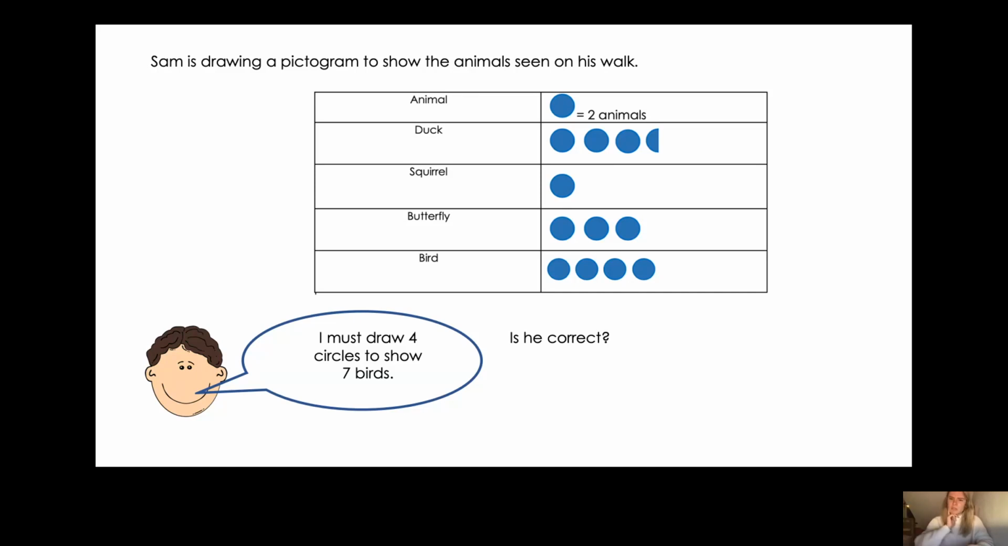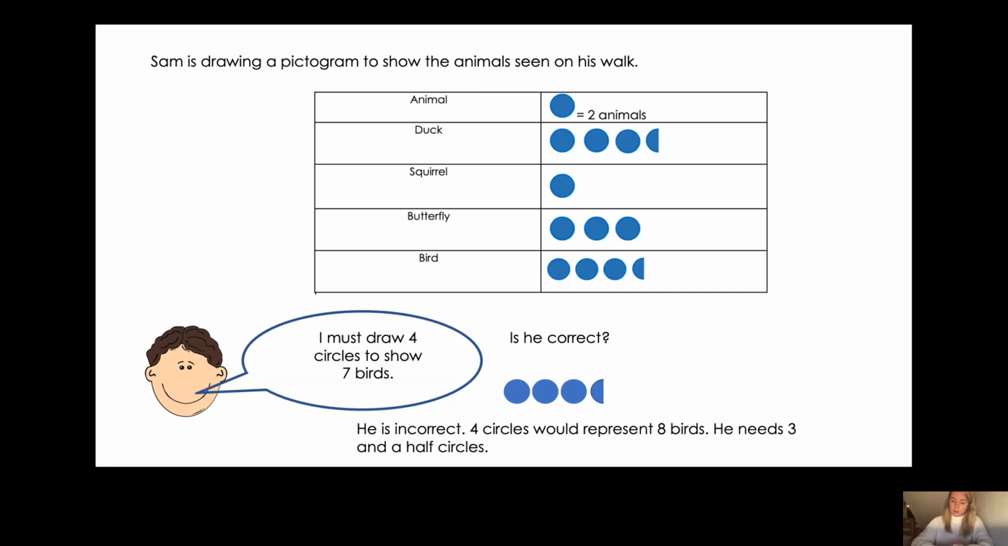So what do we need to do here too? Well, yes, we need to remove that last circle and put a half circle, because that half circle represents 1. So now we've got 2, 4, 6, and 1 more, which is 7. So therefore, he is incorrect, because 4 circles would represent 8 birds. He needs 3½ circles, doesn't he? Fantastic. Okay, shall we look at another problem-solving question?